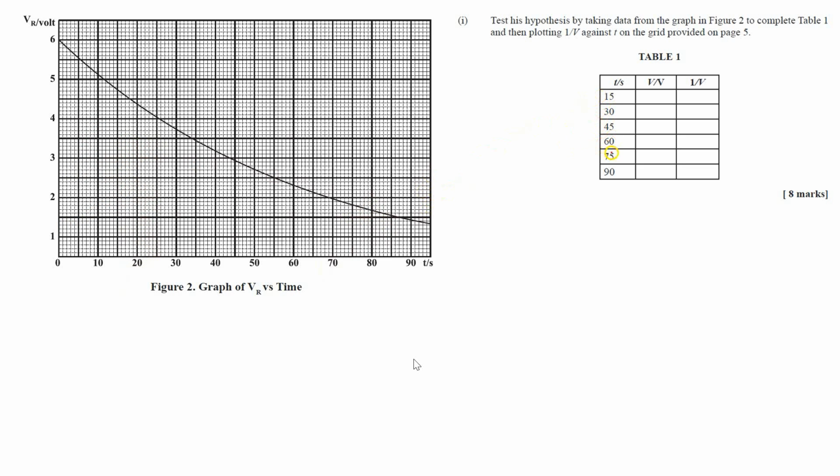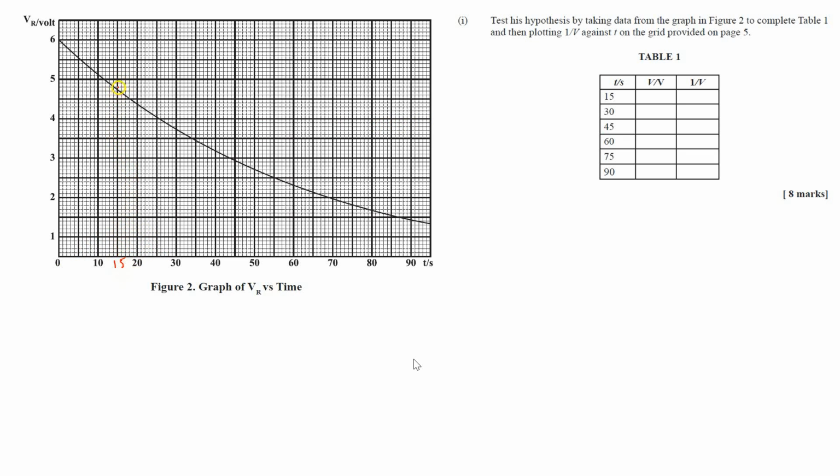So it's just a graph here, and all they just want us to do is to complete this table. It says test your hypothesis by taking the data from the graph to complete table 1, and then plot a graph of 1 upon V against T on the graph we were provided. So you're going to go ahead and do that, and obviously read the information from the graph. So that is essentially what we're doing here.